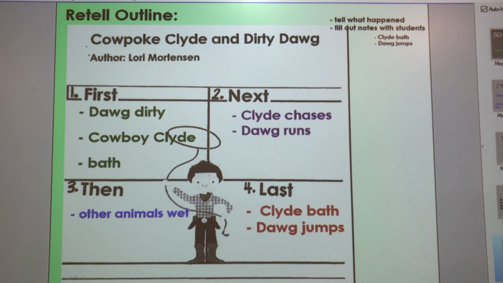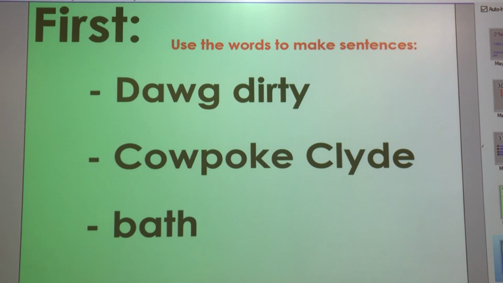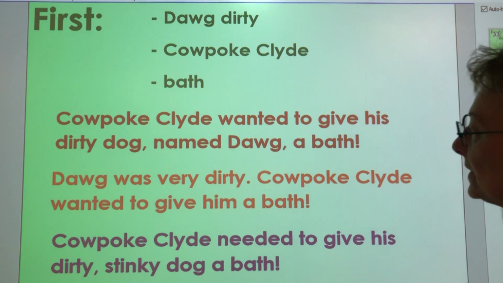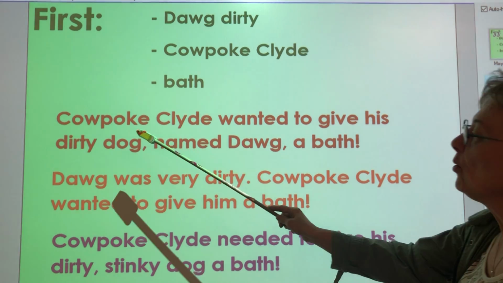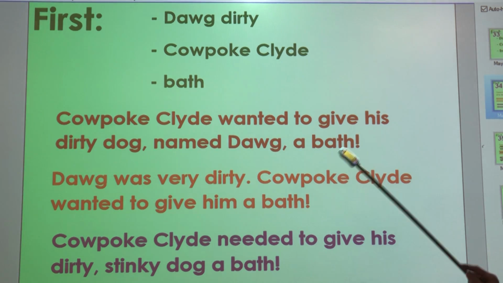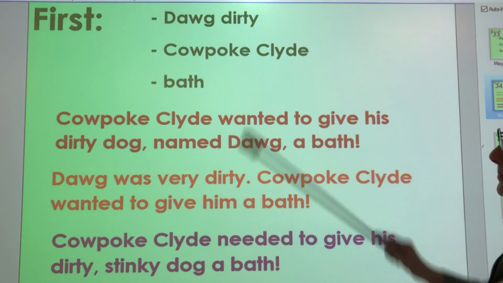So we're going to use our outline notes and we're going to write a sentence. So the first words we wrote were dog, dirty, Cowpoke, Clyde, and bath. Can you put these words in a sentence right now? Okay, say your sentence aloud, please. Well, while you were doing that, I was making some sentences. Here are three choices. Cowpoke Clyde wanted to give his dirty dog, named Dog, a bath. I have all those words.